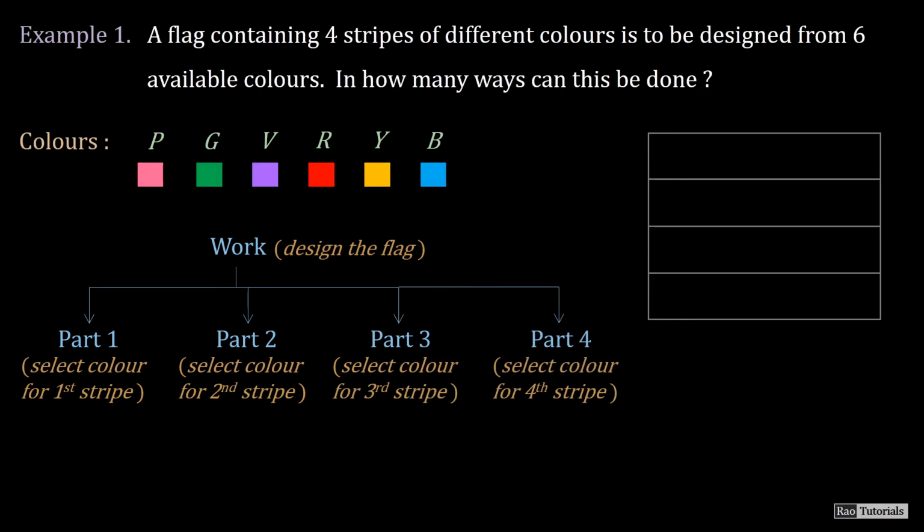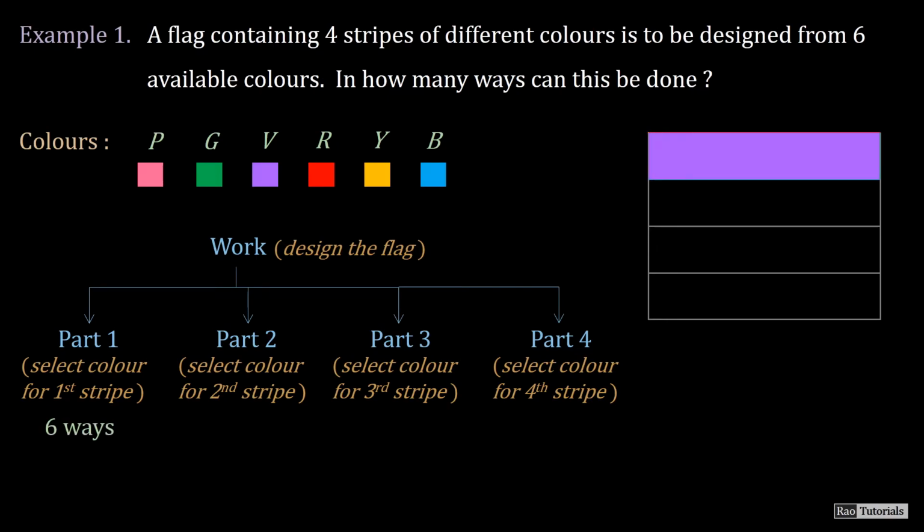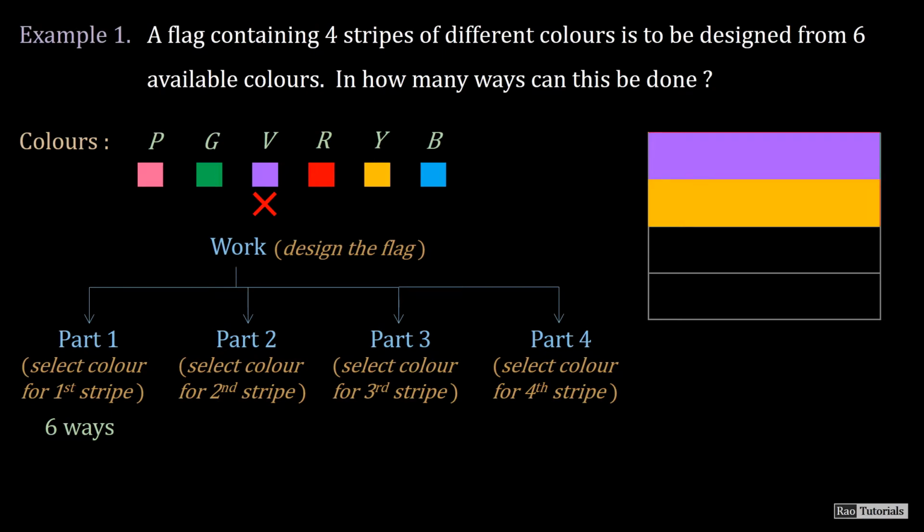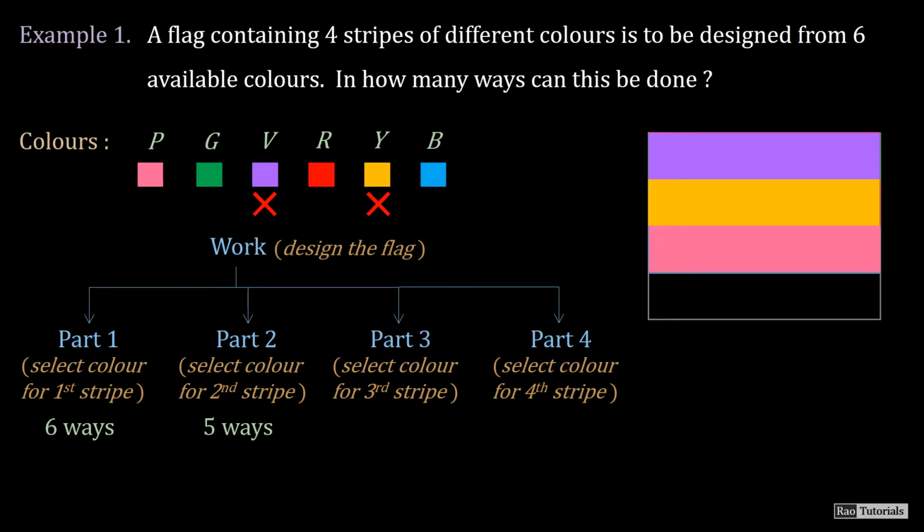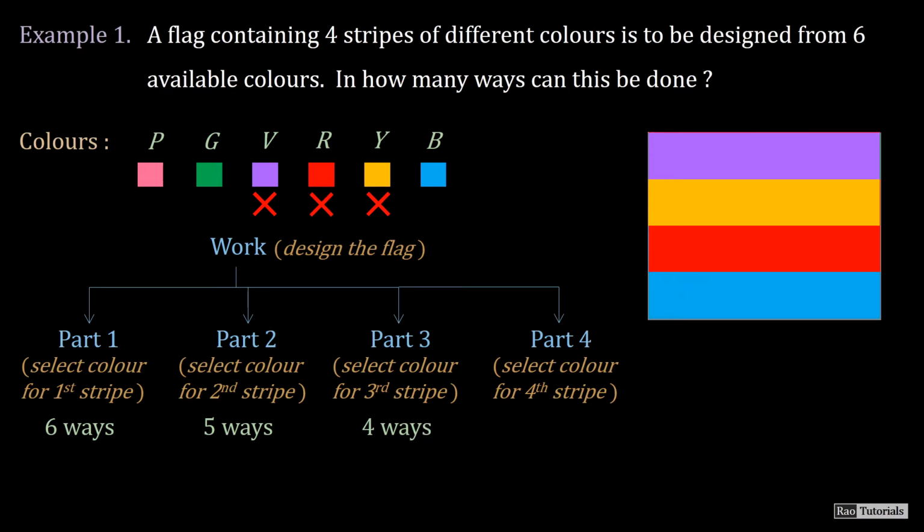Since there are 6 available colors, the first part can be done in 6 ways. As the stripes have to be of different colors, excluding the first color, a second color can be selected in 5 ways. Also, we cannot use this second color again, so for the third stripe, we have 4 choices. And for the last stripe, we have 3 choices.